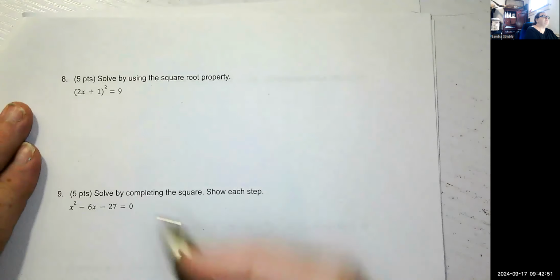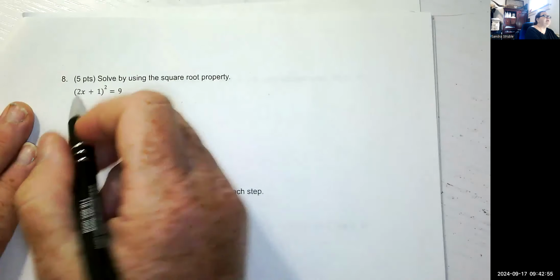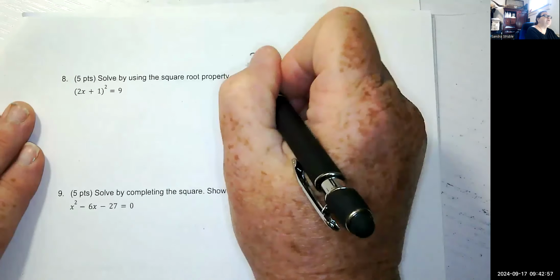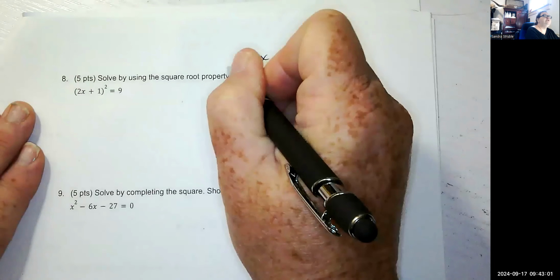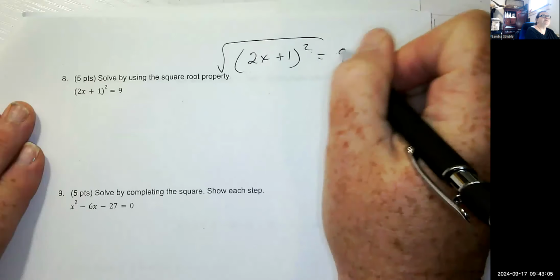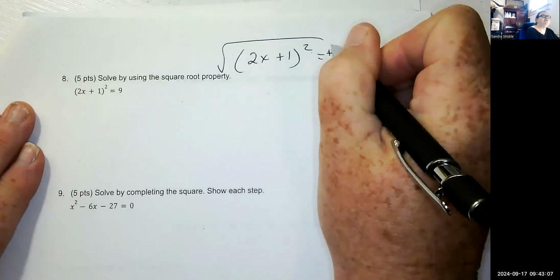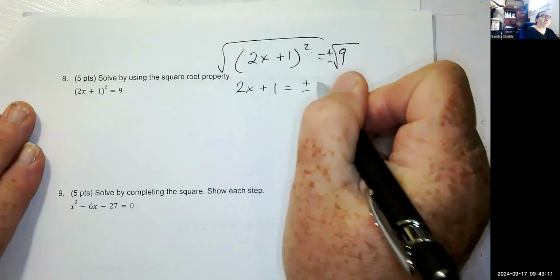Solve by using the square root property. Well, it's already set up with the square by itself on one side, which is great. I am going to rewrite it so you can see how this looks. So you have to take the square root of this side to get rid of the square. The other side where the constant is, you have to put plus or minus the square root. So it's 2x plus 1 is equal to plus or minus 3.